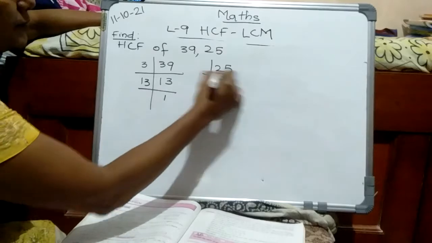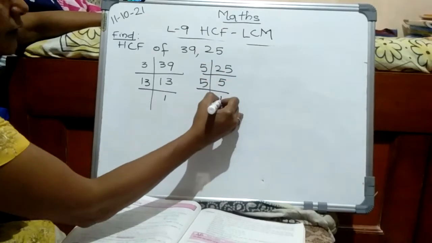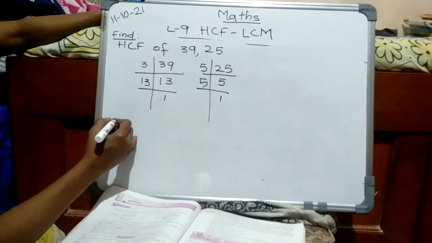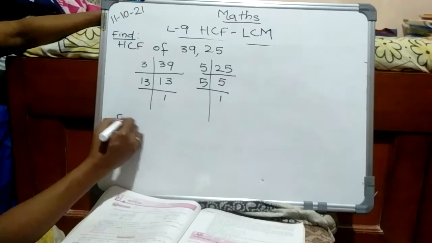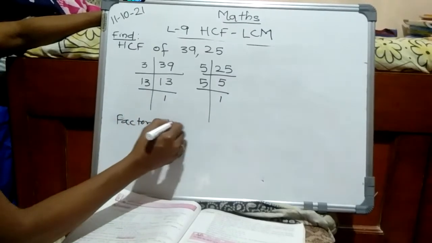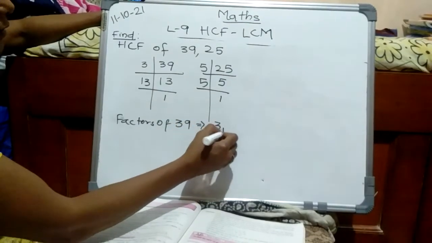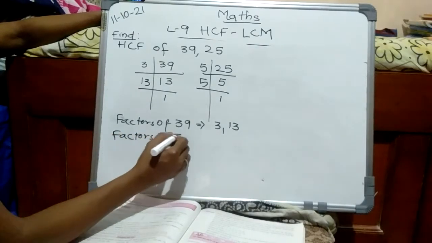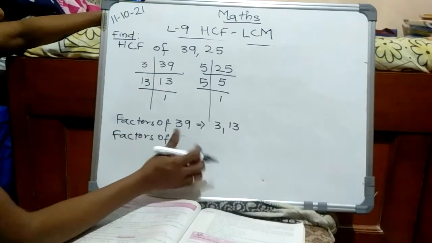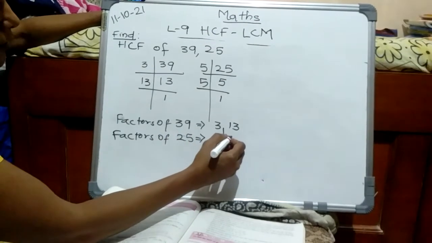25. 5 fives are 25. Now here there is no common factor over here. Okay. First we'll write the factors of 39. They are 3, 13. Factors of 25 equal 5, 5.